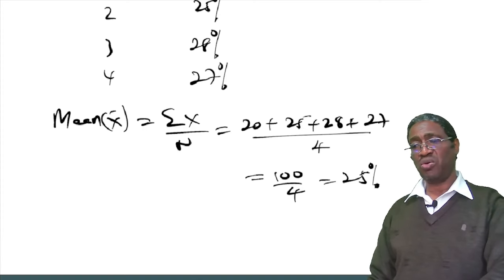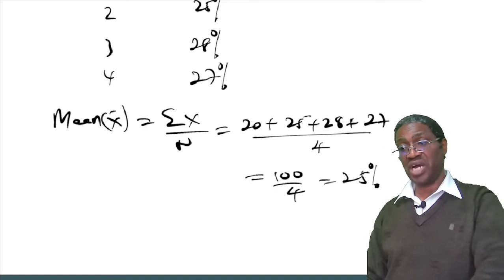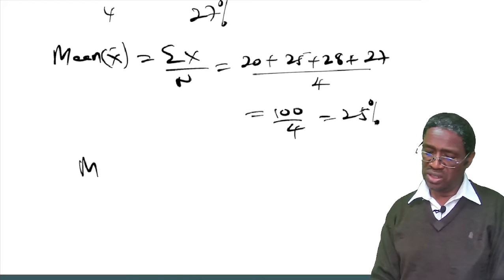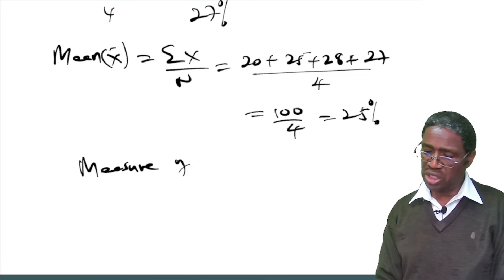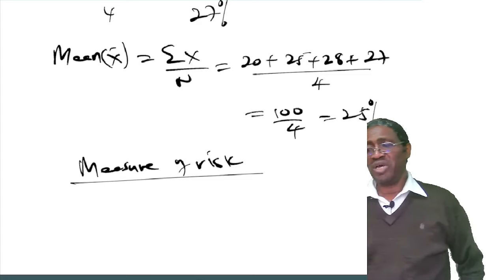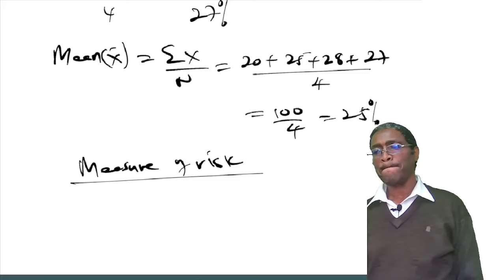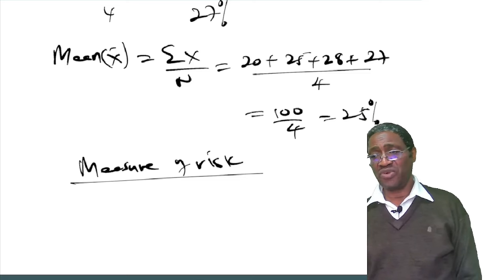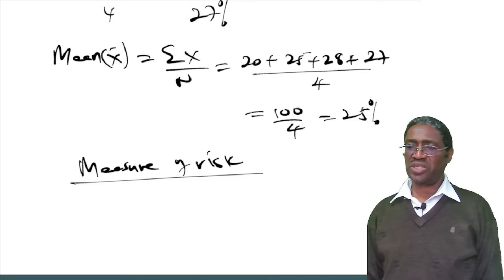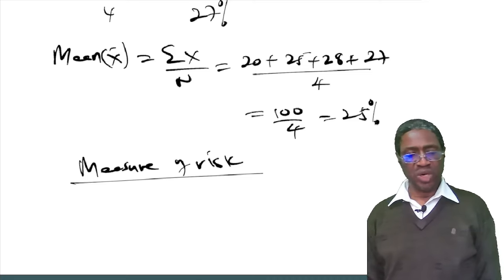Now that you know how to compute the return of a single investment, the average return, we go to the next subheading, measure of risk. Put it down: measure of risk. Then you want to put down something there.